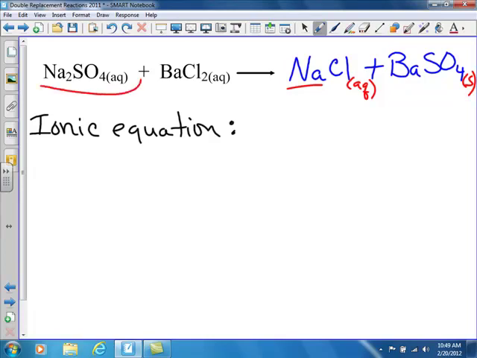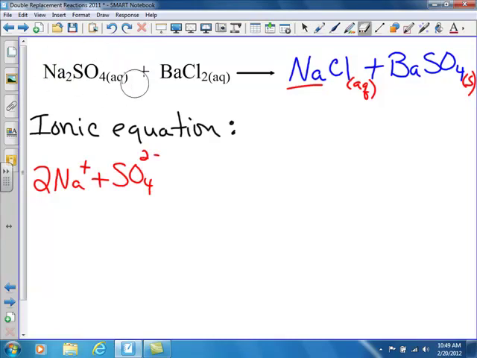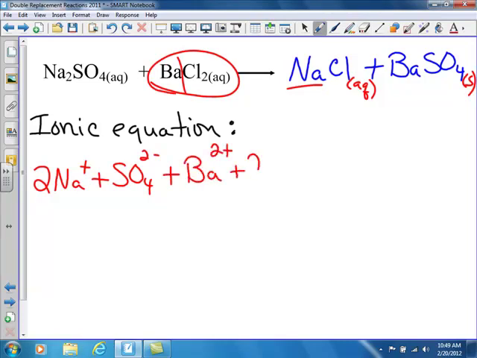Okay, so we'll start here. And we'll break that apart into its ions. Its ions are 2 Na plus ions plus SO4 2 minus ions. Then we'll break this one apart. It breaks apart right there. Plus Ba 2 plus ions plus 2 Cl minus ions.